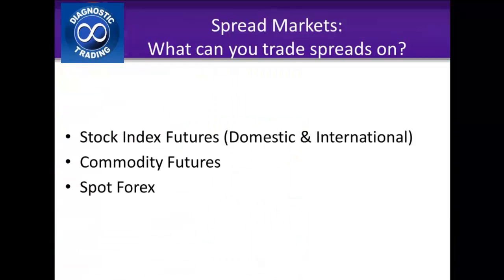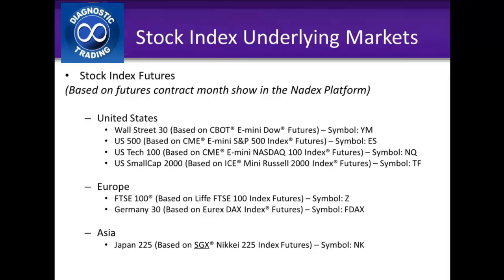On Nadex, there's a lot of different markets that you can trade. You can trade stock index futures on domestic and international indexes. You can trade commodity futures, and you can trade spot forex. And as I just mentioned, it's really important that you know what the underlying markets are. So on the stock index futures for the United States, the Wall Street 30 is based on the CBOT E-mini Dow futures, which symbol is YM. The US 500 is based on the CME E-mini S&P 500 index futures, which symbol is ES.